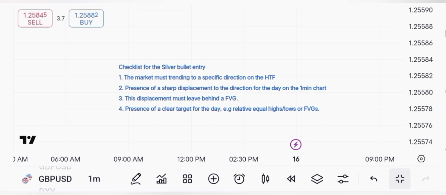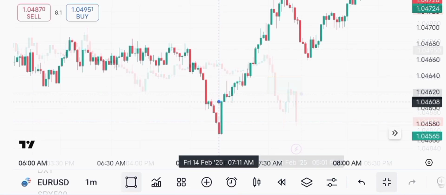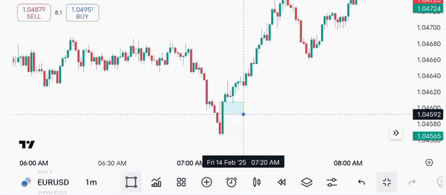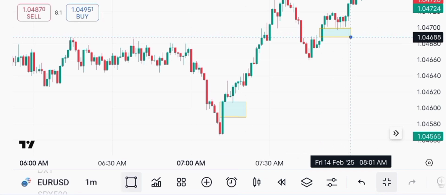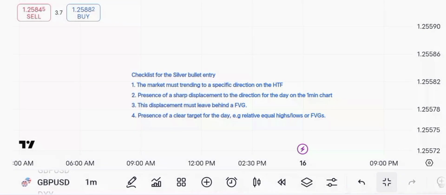Okay. So when I see this displacement, next thing I do is to wait for that displacement to leave behind a fair value gap. Now, for those of you who don't know what a fair value gap looks like, here are some examples. All right, and then finally, when I'm done seeing a fair value gap and that fair value gap has been filled, next thing I do is to mark out the target for the day.